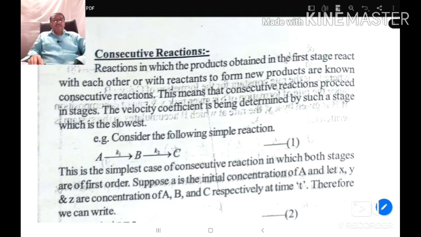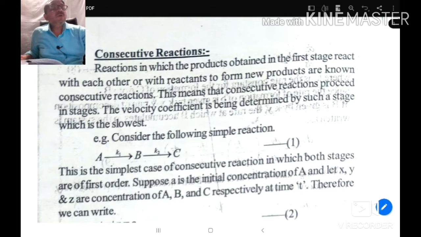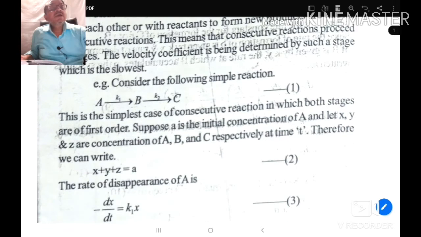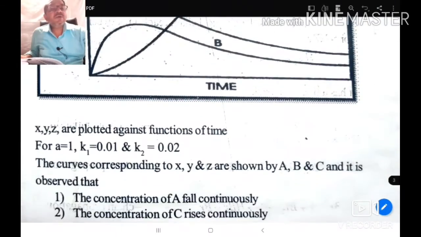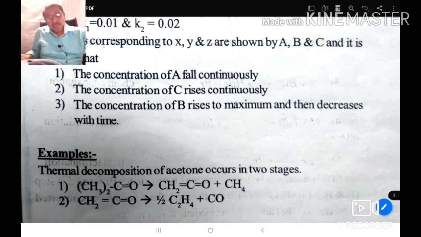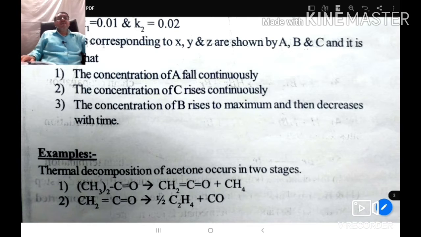So welcome back friends. This is the second type of kinetics of complex reaction, that is consecutive reactions. This type of reaction we have to learn in this kinetics of complex reaction concept. For this consecutive reaction part, let us see the example of consecutive reaction. Here the example given is thermal decomposition of acetone, which occurs in two stages.